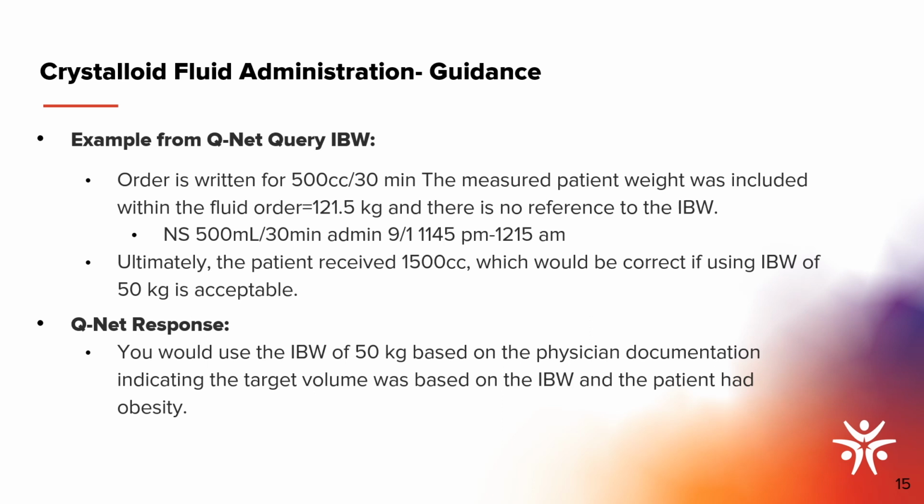In addition to the 1,000 cc's, another order is written for 500 cc's over 30 minutes. The measured patient weight was included within the fluid order at, again, 121.5 kilograms, and there's no reference to the ideal body weight. The normal saline at 500 cc's over 30 minutes was administered at 11:45 p.m. through 12:15 a.m. So ultimately, the patient received 1,500 cc's of saline only, which would be correct if we were using the ideal body weight of 50 kilograms.